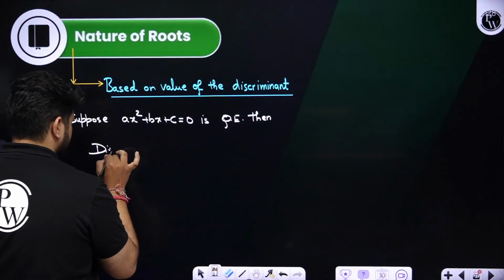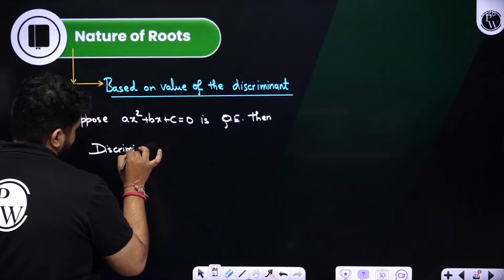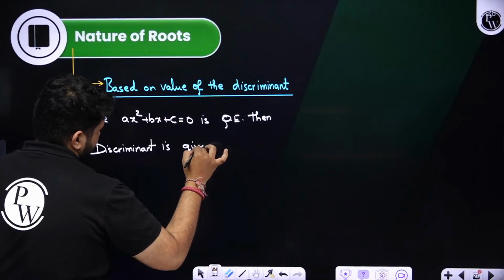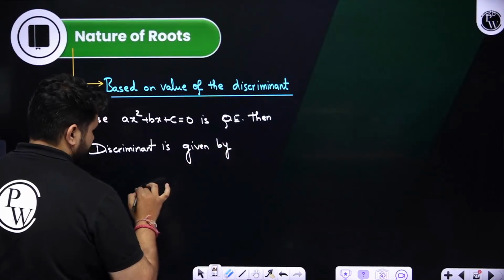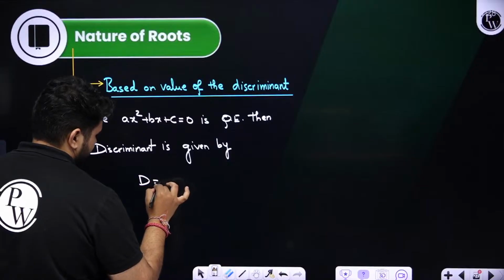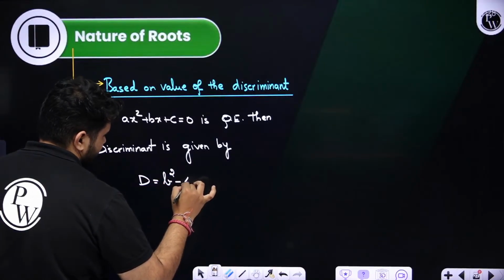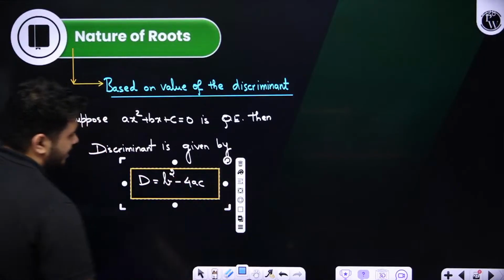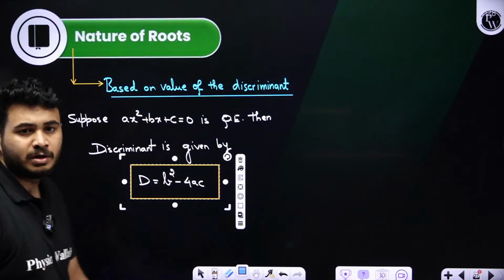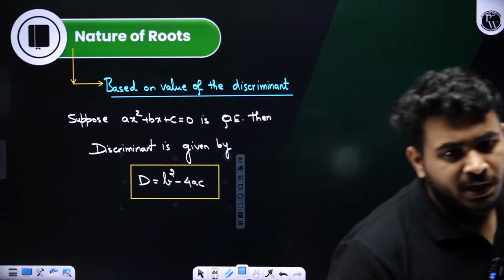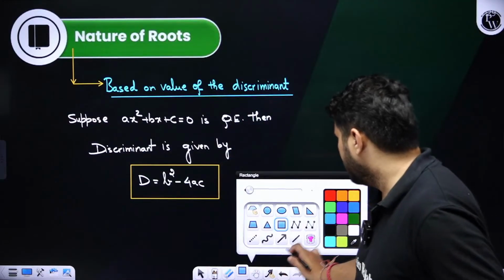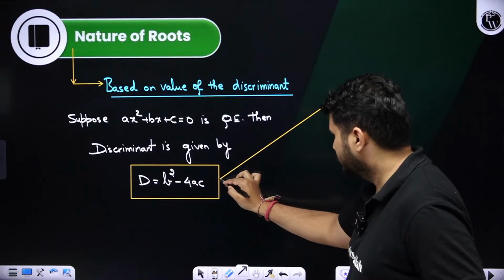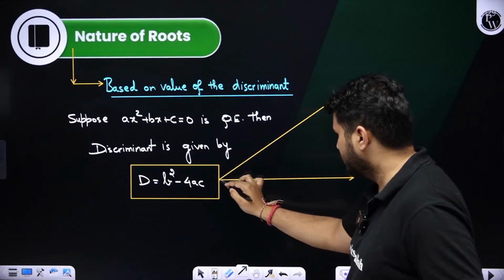Then discriminant is given by d is equal to b square minus 4ac. Clear? b square minus 4ac. Understood? This is the formula to find the discriminant. Now based on the value of discriminant, we have the condition for the roots. Three root conditions come. That is all in this topic. Again nothing else is there.